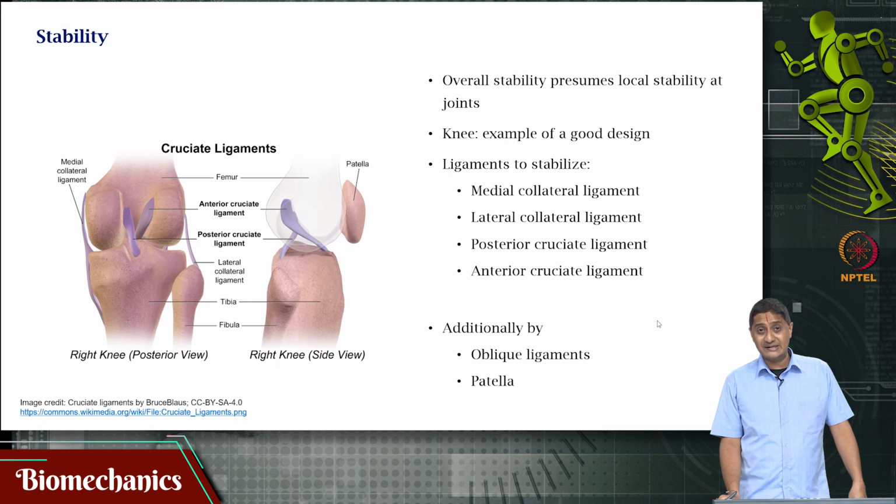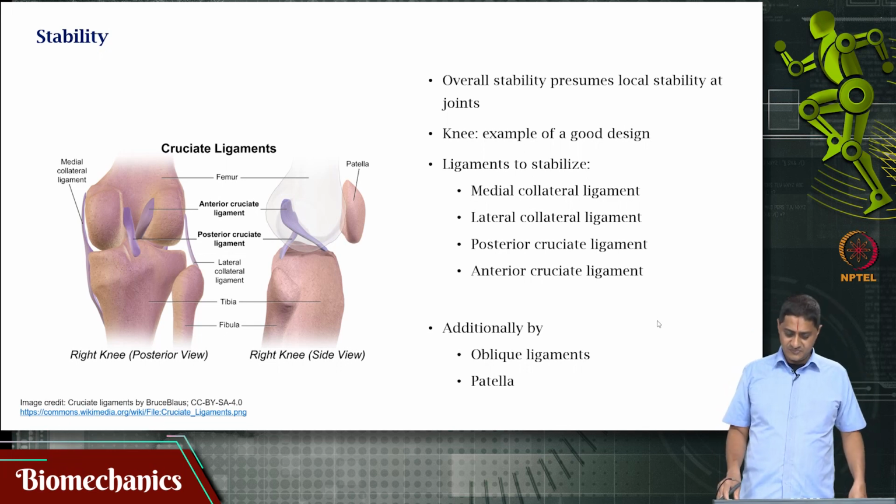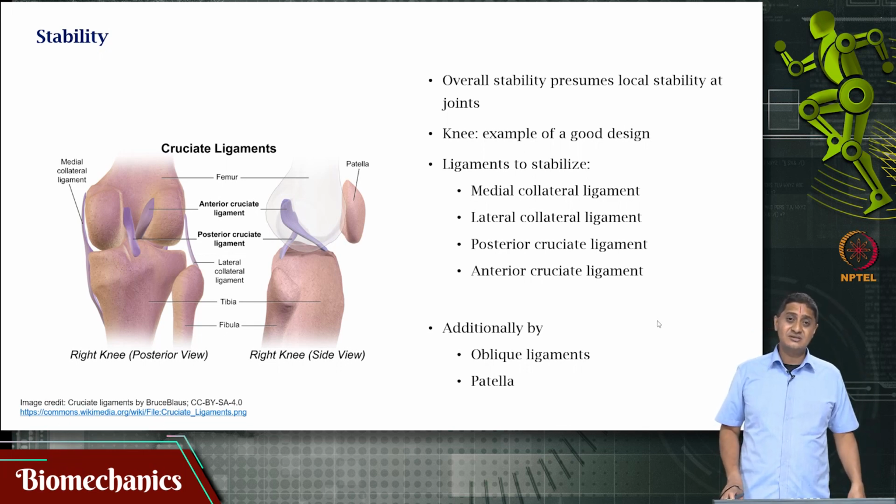Collateral ligaments means co-lateral. Co means these ligaments are on the same side. So they connect on the same side. And then cruciate ligaments are ligaments that cross over. Cruciate means crossing ligaments. The crossing ligament on the back side is called the posterior cruciate ligament, and the crossing ligament on the front side is called the anterior cruciate ligament.